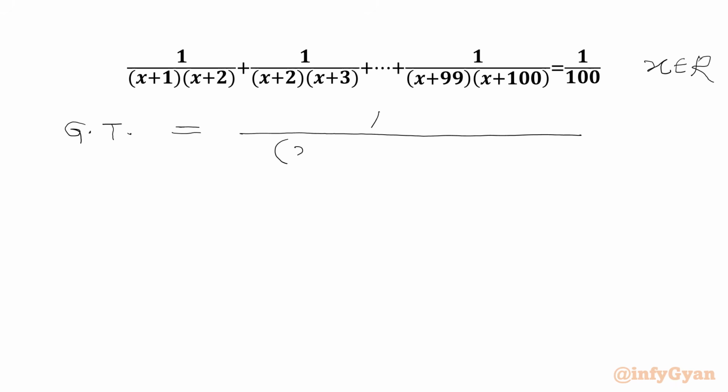In first bracket, if we are writing x plus n, then second bracket will be x plus n plus 1. Now in numerator we have 1 only. So let us add x plus n. So I will write here x plus n. Then we have 1. So we have to subtract x and n. So we will write minus of x plus n.